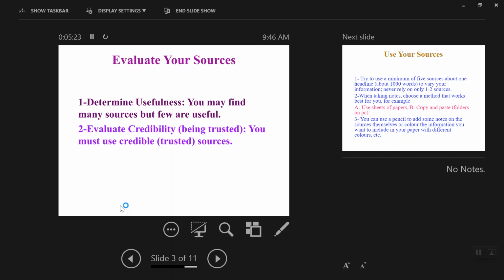Number two, evaluate credibility, which is being trusted. You must use credible, trusted sources. It is very important to use trusted sources. Not every source is trusted. You can go to the internet and find so many people who write about your topic, but few are trusted.